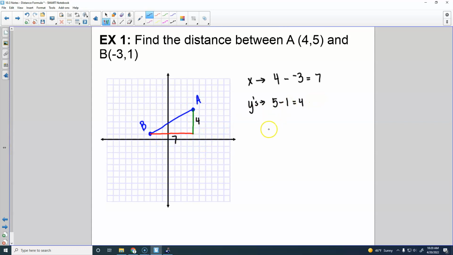So now I can just do Pythagorean theorem with that. So 7 squared plus 4 squared would equal c squared. So 7 squared plus 4 squared is 49 plus 16, which is going to give us 65. And I could square root both sides. 8.062. That sounds right. So that would be our distance between (4, 5) and (negative 3, 1).